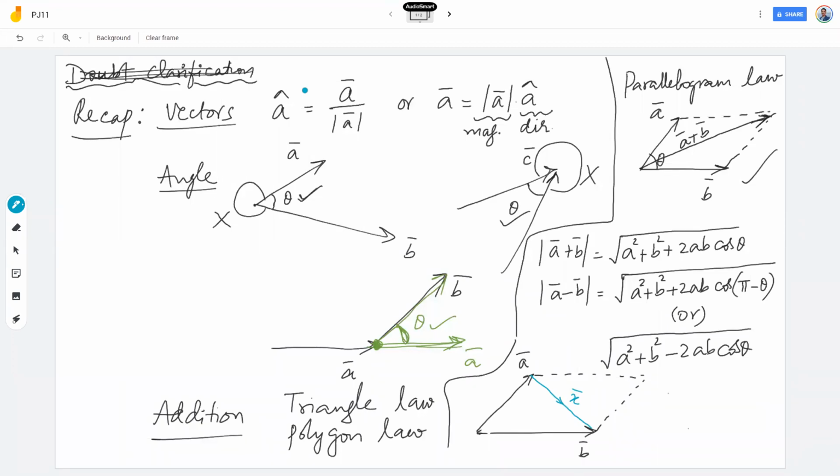Which two vectors are in succession? You know succession, right? The initial point of one vector must coincide with the terminal point of the other vector. So which two vectors are in succession? A and x. Very good.